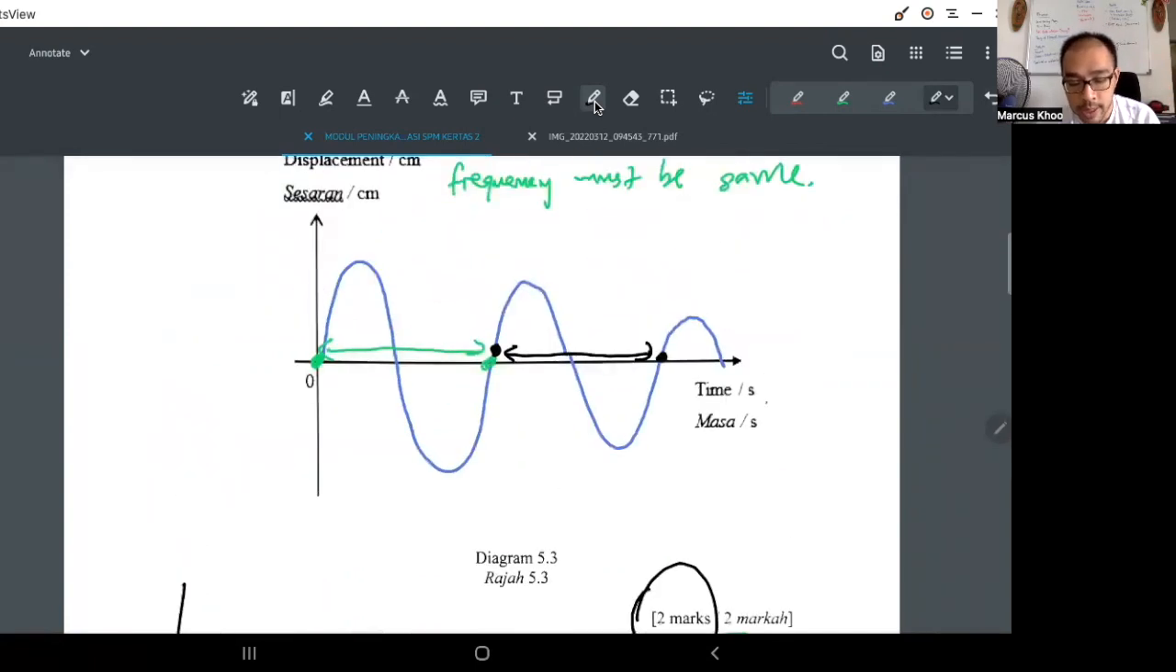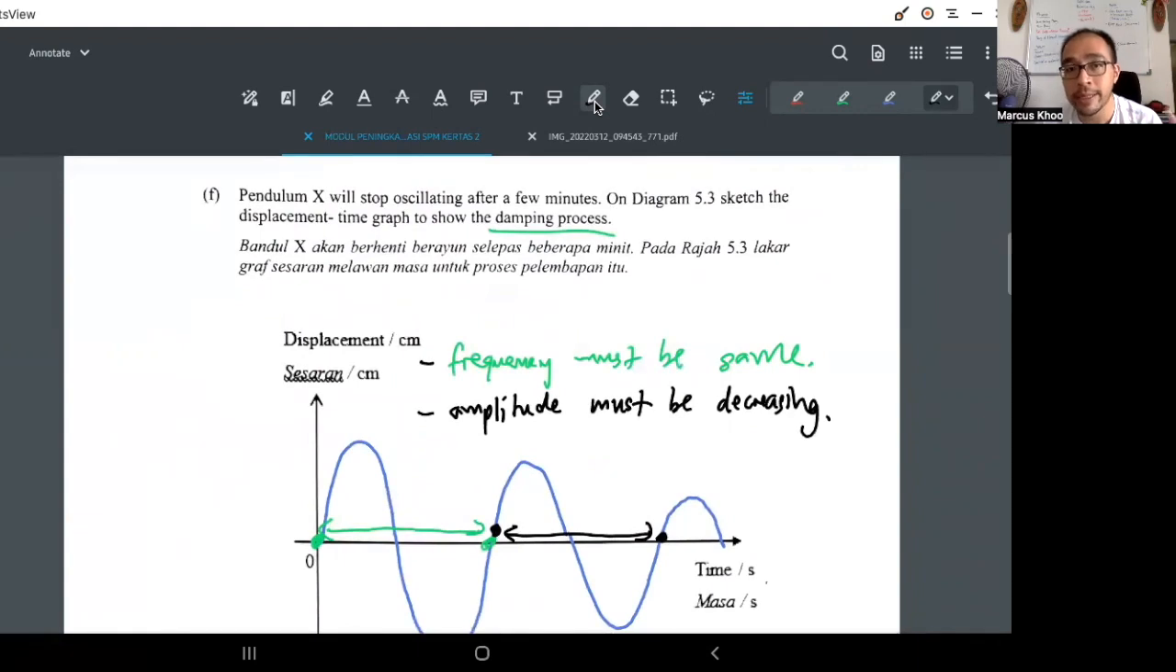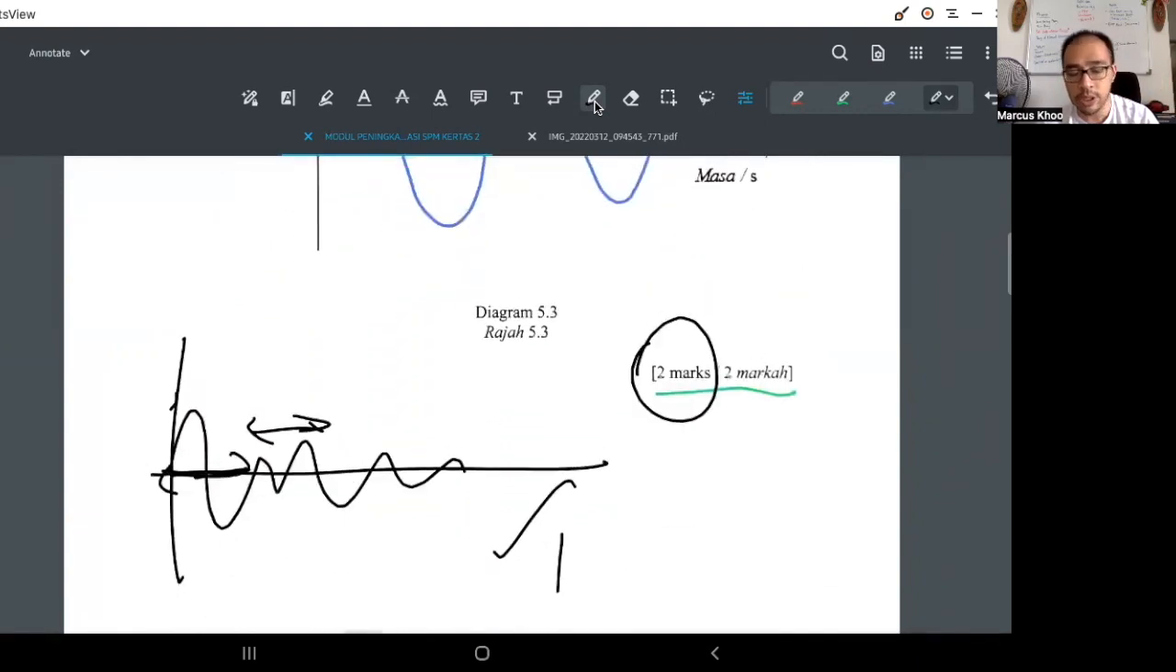Okay, we want to see, number one, the frequency must be the same, and number two, the amplitude must be decreasing because of damping. So damping means the frequency doesn't change, only the amplitude becomes a lot smaller. I think most people will remember that damping is amplitude decrease. That's why I said most people will just draw carelessly.